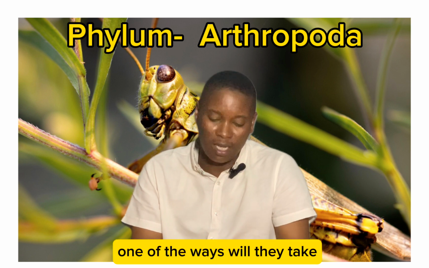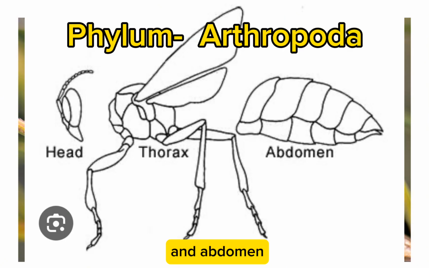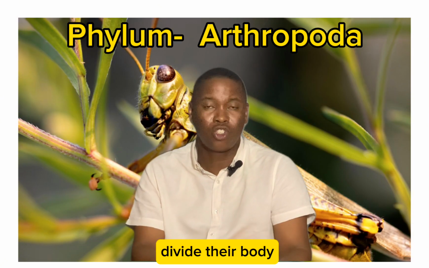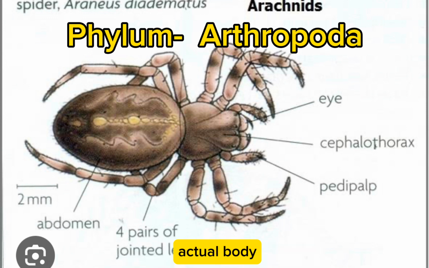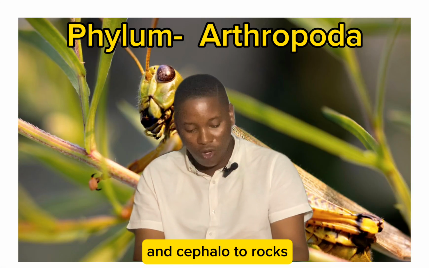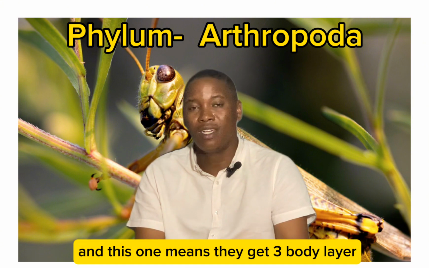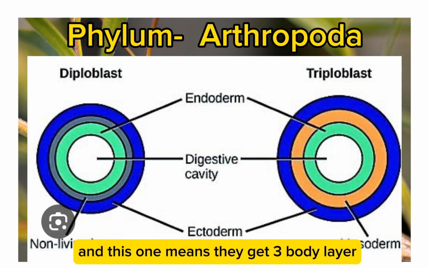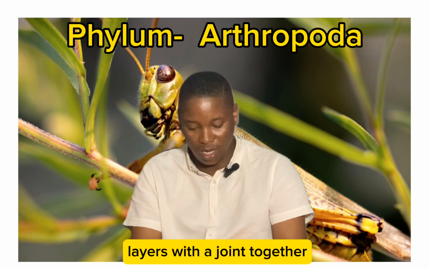One of the ways we divide their body is into head, thorax, and abdomen. Head, thorax, and abdomen. Now, the second way to divide their body, some of them have another kind of division which is just head and cephalothorax. So if you look at the body of an arthropod, it can be head, thorax, and abdomen, or it will be head and cephalothorax. Now, they have what they call a triploblastic body layer, and this means they have 3 body layers. If you look at their body, if you spread them out, it is in 3 layers joined together.